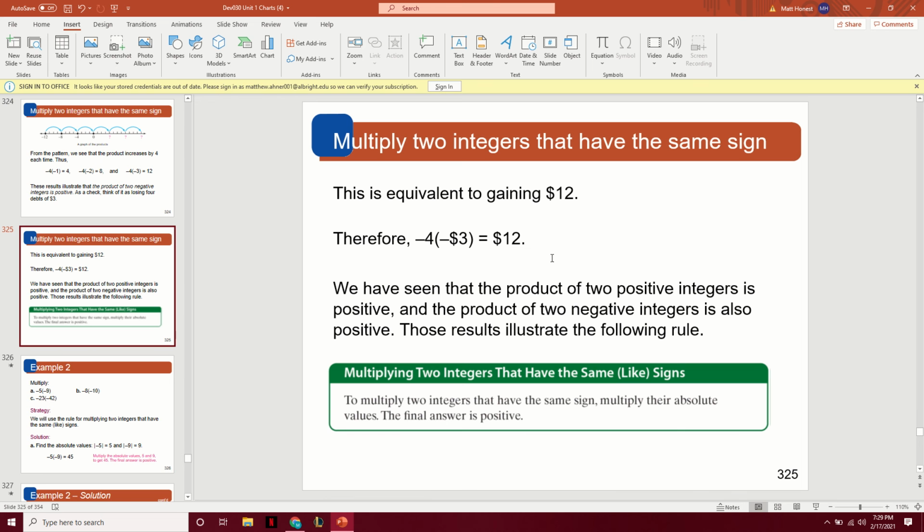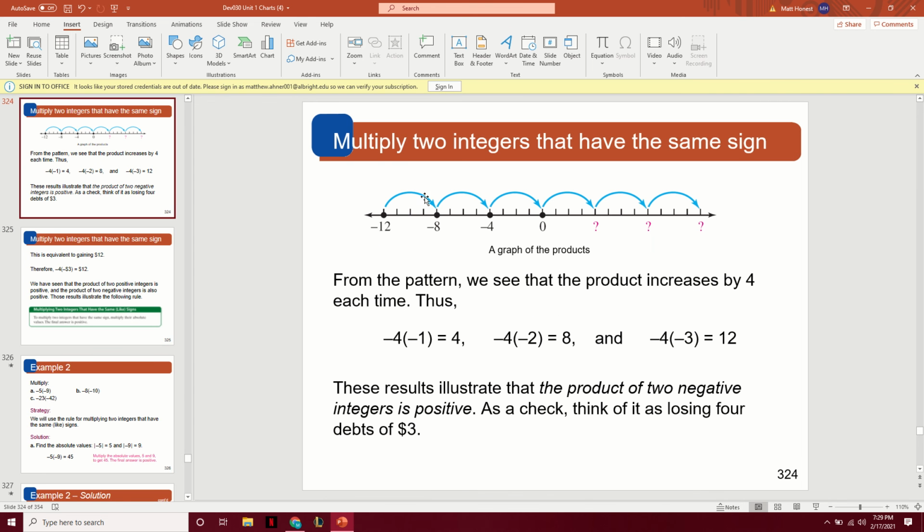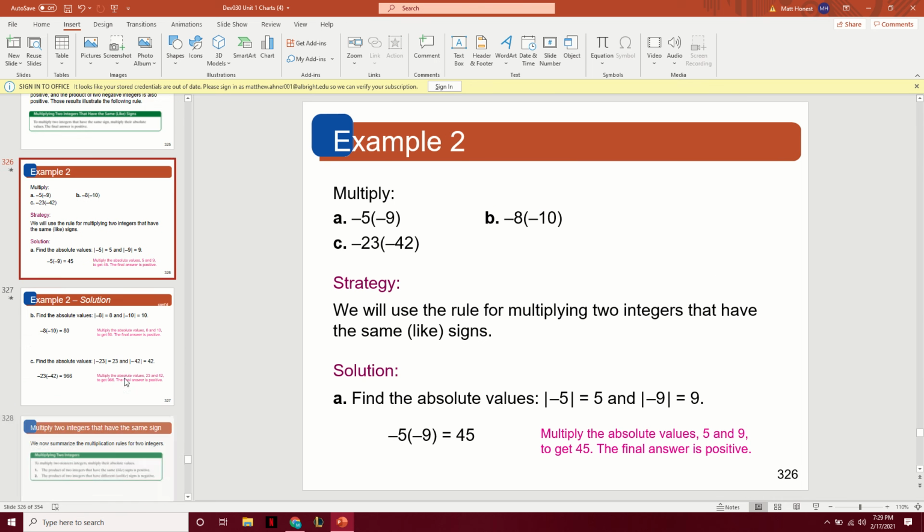That is also true multiplying two negative numbers. So something like negative 4 times negative 3, you'll see that they both match up. Negative 4 times negative 3. They both are negative numbers, and so your answer is positive. If the signs match, your answer is positive. If they do not match, your answer is negative.